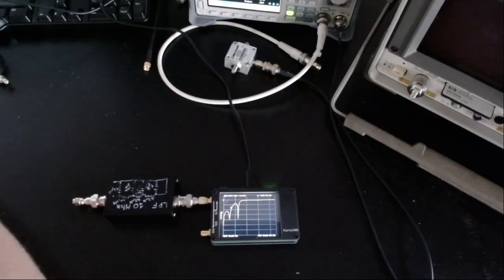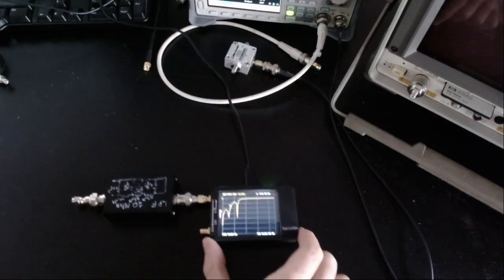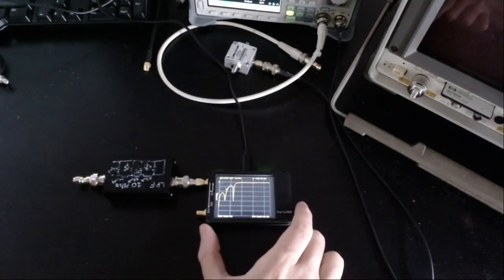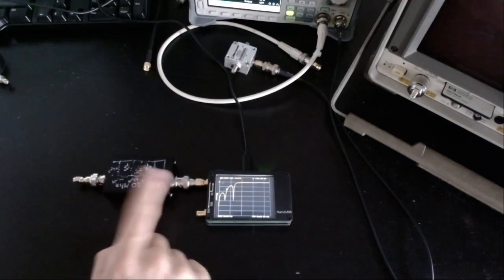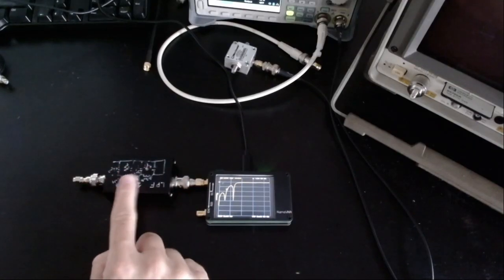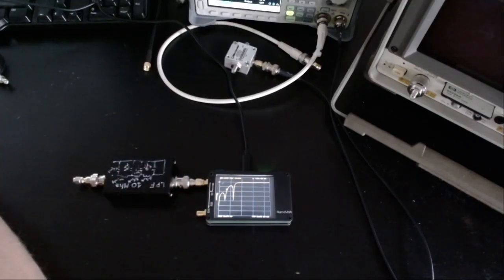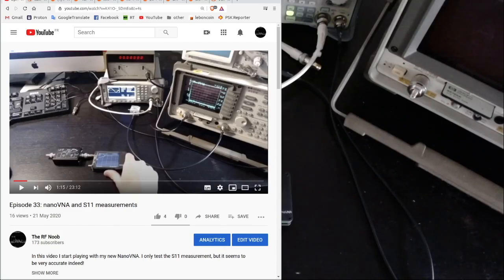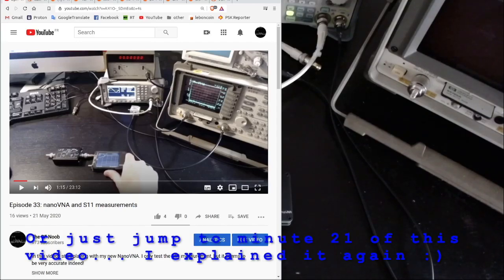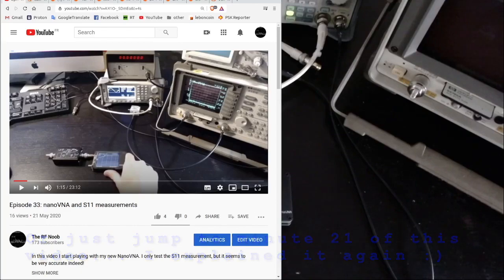Hi, another video about my new NanoVNA. So at the moment I'm measuring the S11 coefficient of this low-pass filter as I did in my previous two videos. By the way, if you haven't seen them, check out especially episode 33 where I describe exactly what this S11 coefficient is, and I measured it both with the NanoVNA and also using other instruments, the spectrum analyzer here and then the oscilloscope together with the signal generator.